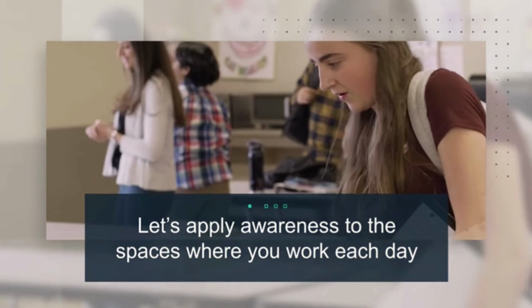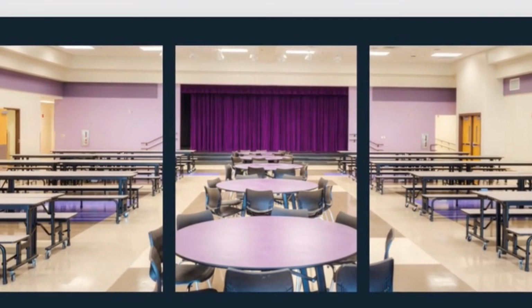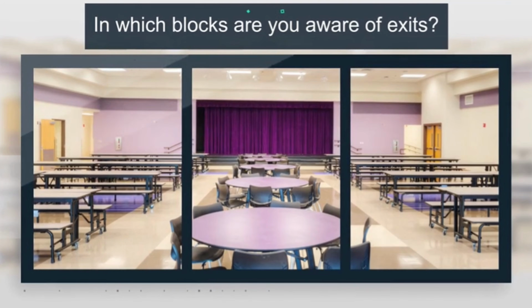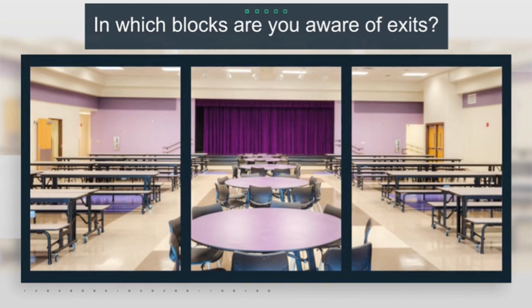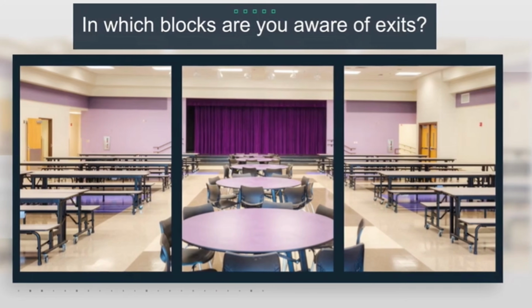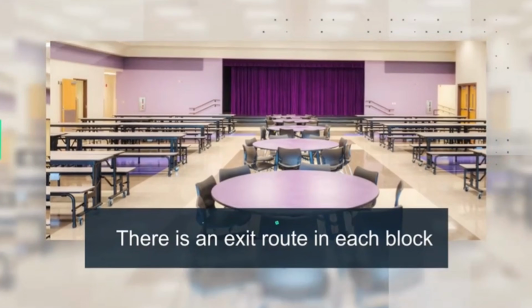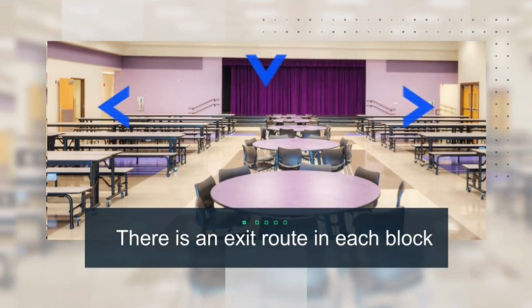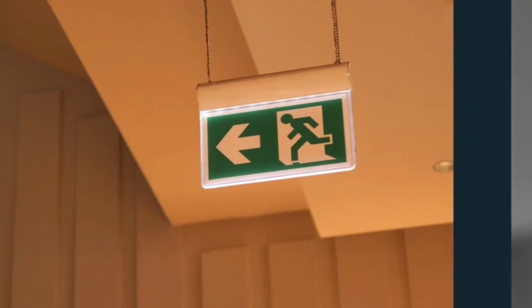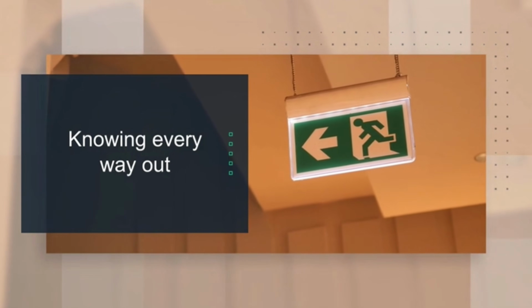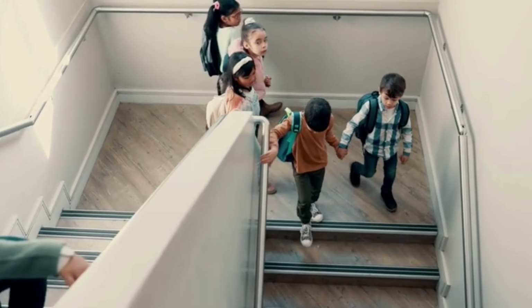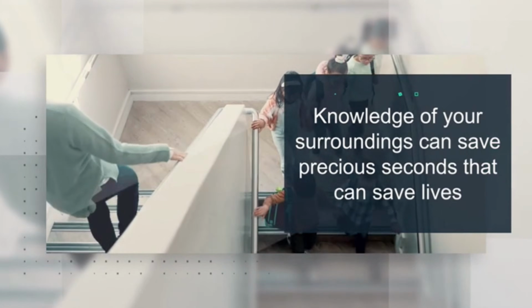Let's apply awareness to the spaces where you work each day. Look at this multi-purpose space layout. In which blocks are you aware of exits? If you answered all three, you're right. There is an exit route in each block. True awareness means knowing every way out, not just the one you use most often. In an emergency, having knowledge of your surroundings can save precious seconds that can save lives.